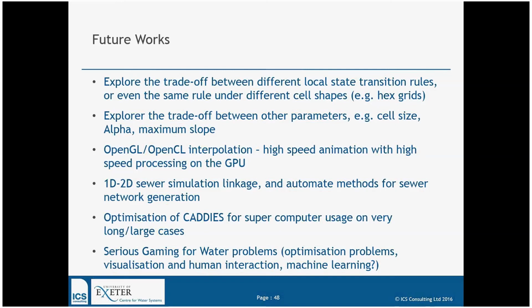So future work is to explore the trade-off between different state transition rules, or the same rule with different cell shapes, for example, hex grids. So we need to look at other parameters other than just the minimum time step. So the alpha parameter, which scales the time step linearly over the entire simulation. Things like maximum slope. So we're also going to look at animation in real time on the GPU, 1D, 2D linkage with sewers, optimization of CADDIES to run on multiple GPUs.